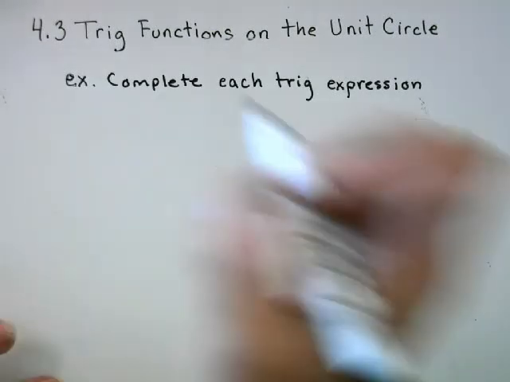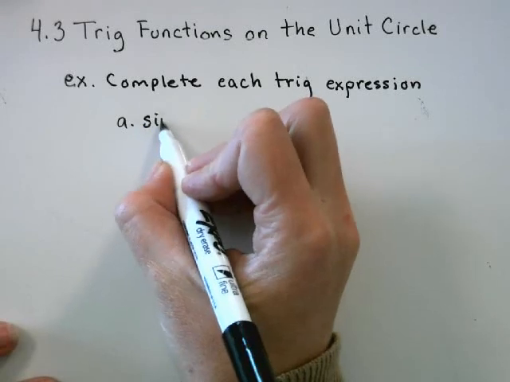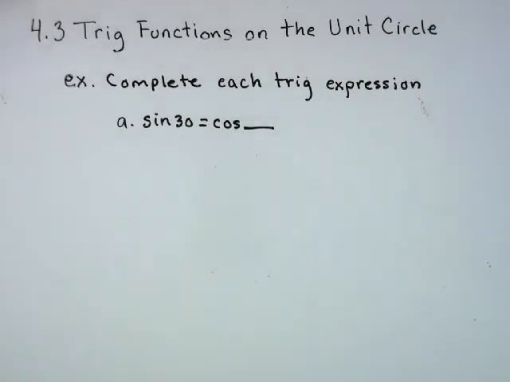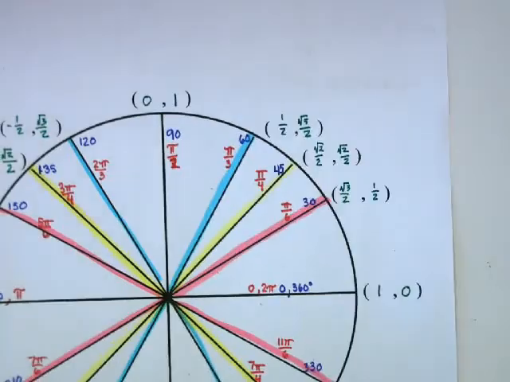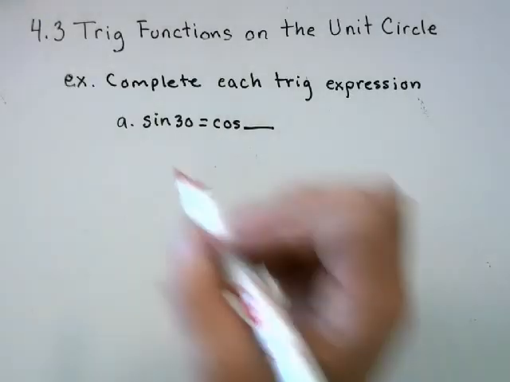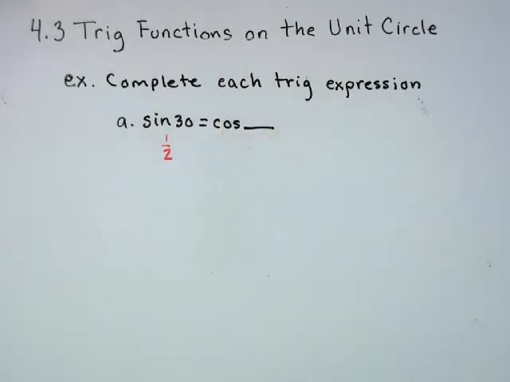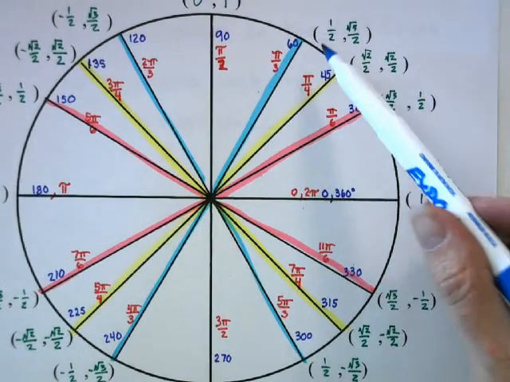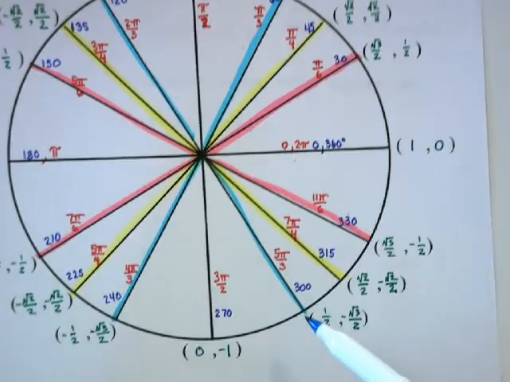So complete each trig expression. Sine 30 equals cosine blank. Okay, so what we're going to do is go to the unit circle and find the cosine of 30. The y value at 30 is 1/2. So now what I want to do is figure out cosine of what angles would also give me 1/2. So I'm looking for where the x coordinate is 1/2, which is going to occur here and down here. So at 60 and 300.